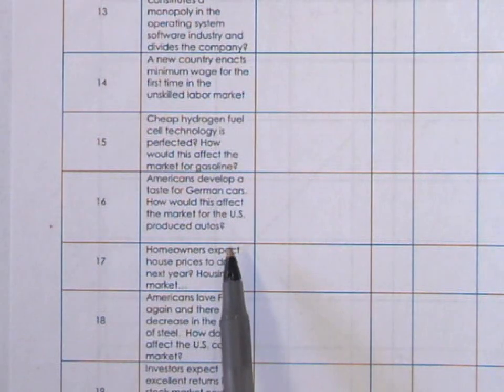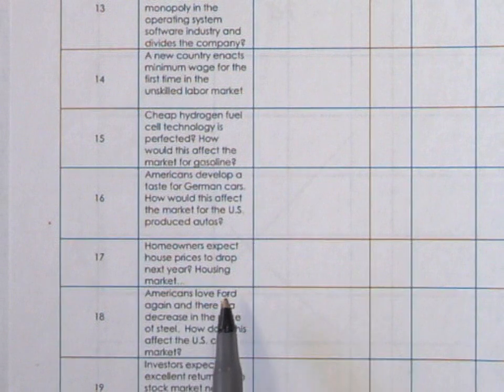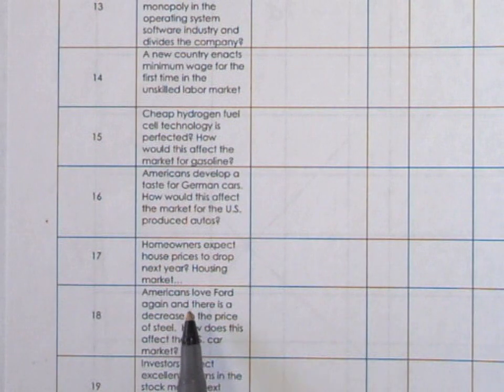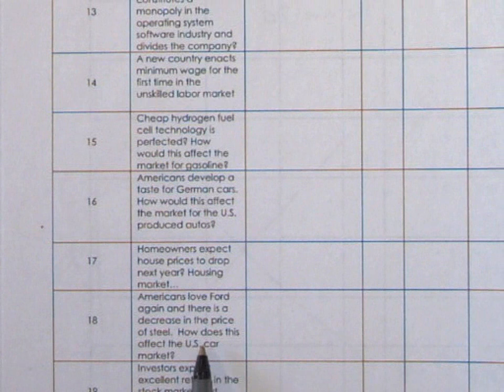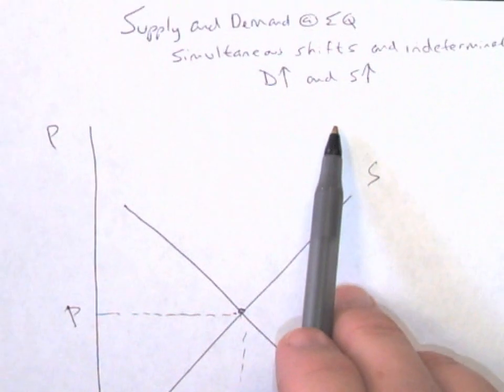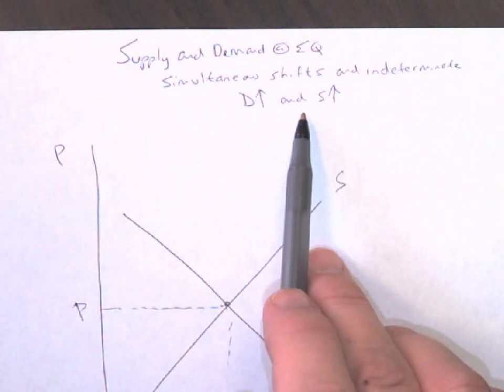Americans, I apologize. This will be number 18. Americans love Ford again, and there's a decrease in the price of steel. How does this affect the U.S. car market? Well, if people love something, that's a preference. So I know that demand would go up. And also, the price of steel decreases. That goes into the cost of producing a car. So that means supply would go up. So now what we have is a simultaneous shift of demand increasing and supply increasing.